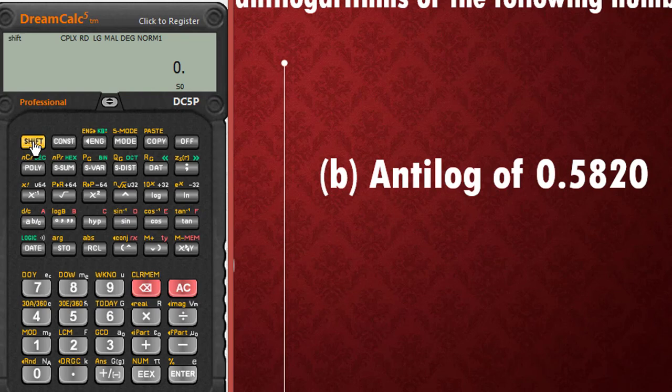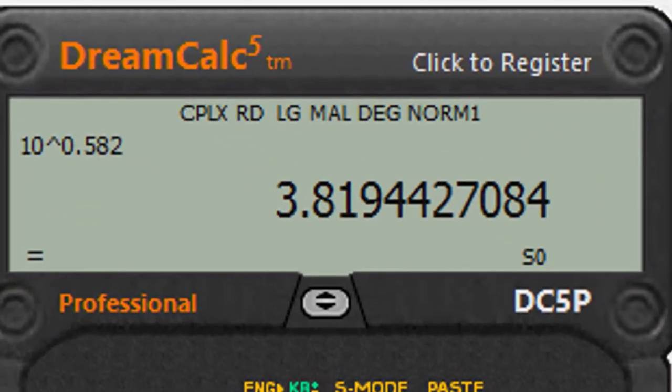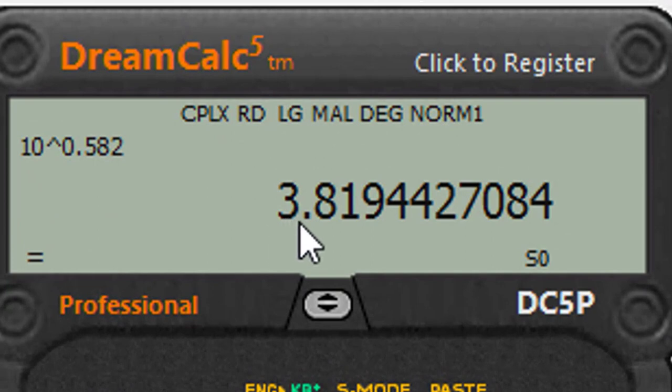Okay, we're looking for the antilog of 0.5820. So press your shift or second function, log, and press 0.5820 and press equals to or enter. So that will give 3.819. Then if you need to approximate, your antilog should be 4 figure, that's 4 digits. So if you count the 4 digits, 3, 8, 1, 9. So we are supposed to stop at 9.